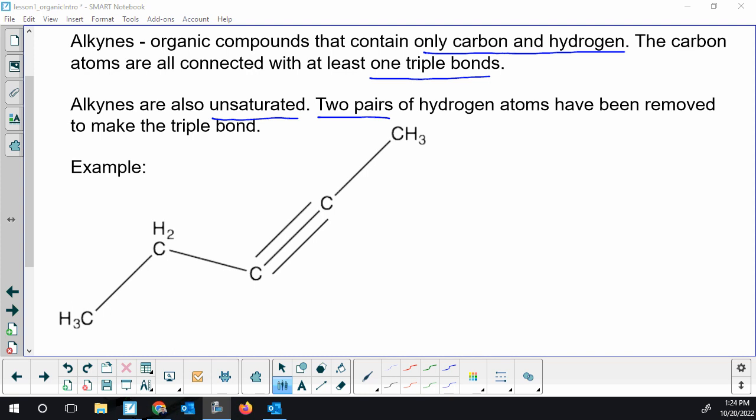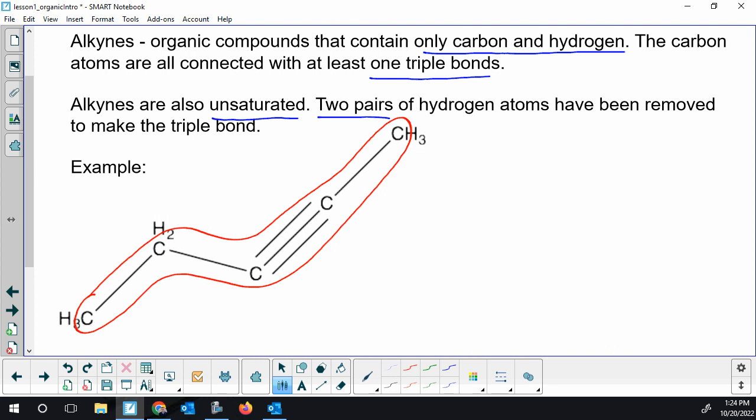Naming this, find the longest chain with the triple bond. Well, this looks to be continuous. So the only continuous chain has the triple. That's 1, 2, 3, 4, 5. So the stem or parent is pent. I see a triple bond, so it's going to be an yne. And there's several places that triple bond could be. So I'm going to need a number to tell the reader where to find it.